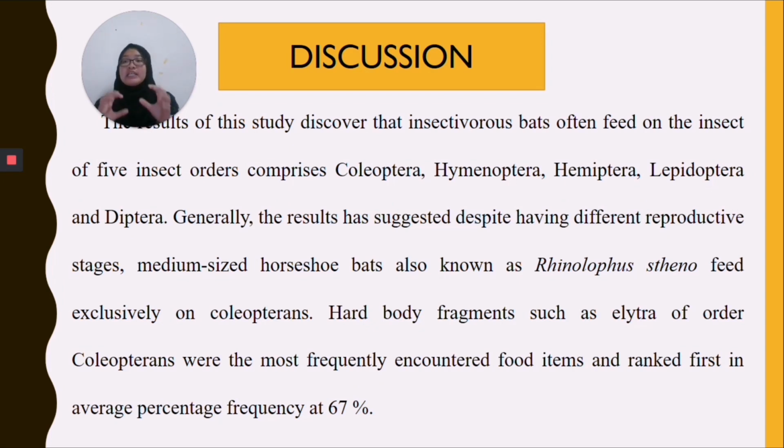We can see here that pregnant and lactating are opportunistic, where they feed on a much greater variety of insect orders because they want to compensate the energy demand during the pregnant and lactating stage, because pregnant bats use a lot of energy. Okay.